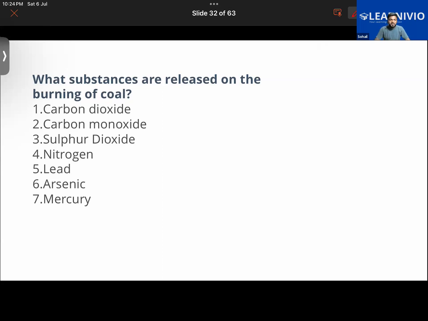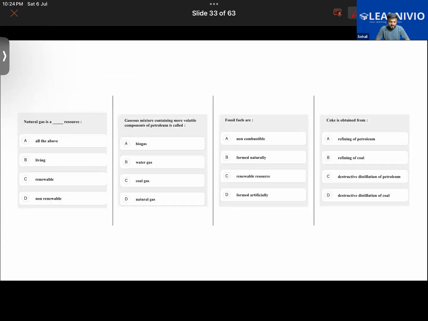So usually when we burn coal, these are the things that are released. Carbon dioxide is released, carbon monoxide is released, sulfur dioxide, nitrogen oxides, lead, arsenic, mercury. So these are the substances that are released on burning of coal. Is that clear? Yes, sir. So hope that is clear to everyone.